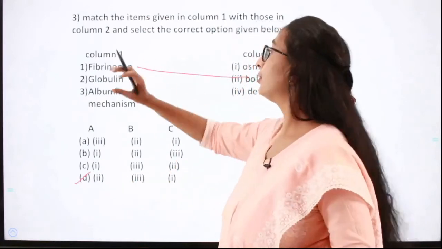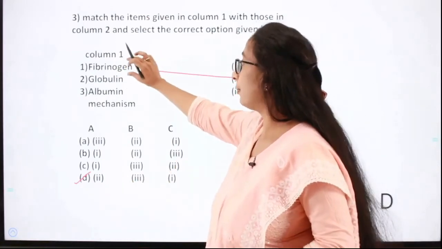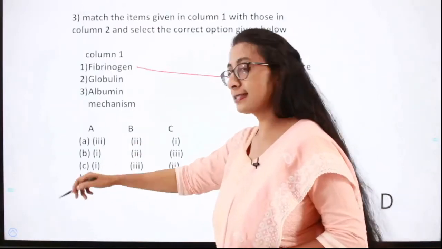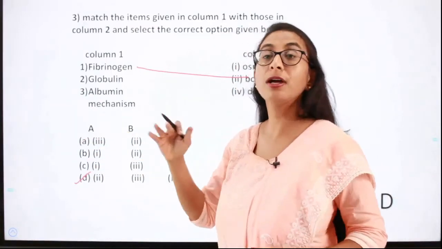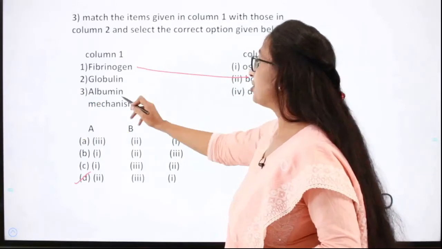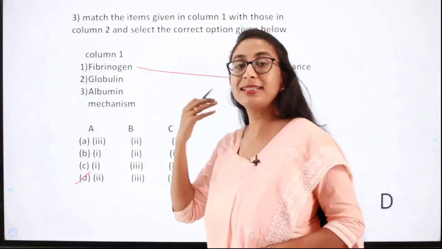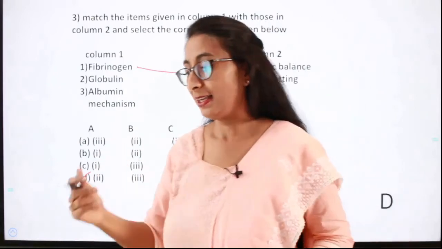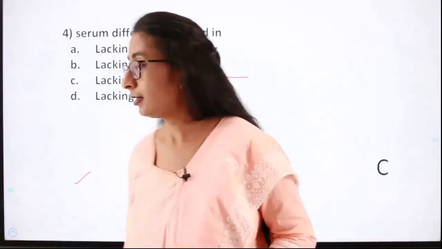Once you are confident with 1, fibrinogen, we are sure that it is for blood clotting. You can choose that answer and move on to the next question without wasting time matching the others. Okay, so these are the important tips which you have to follow in order to save time. Moving on to the next question.